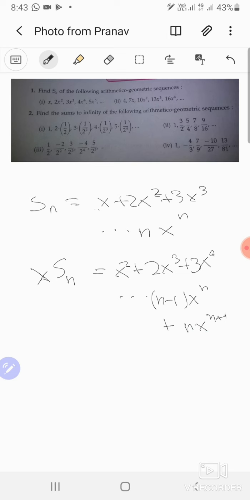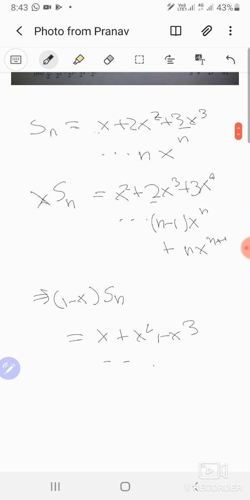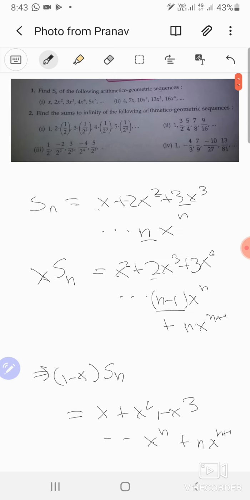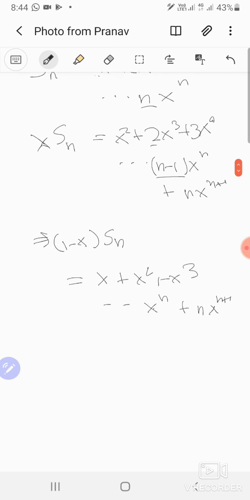I'll just subtract this away, so that will give me 1 minus x times Sn. That's going to be, you got 2x squared minus x squared, that's x squared, so you got x plus x squared plus over here you got x cubed. Keeps going like that till eventually we'll have n x to the n minus 1 x to the n. That's going to be x to the n, and then you have this thing n times x to the n plus 1. Okay, no problem, that is all right.